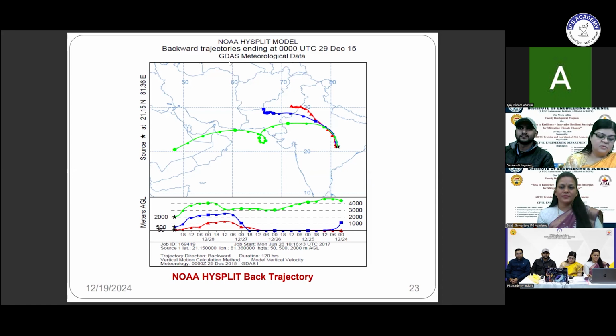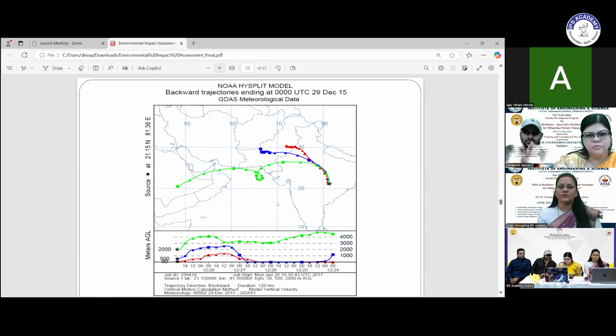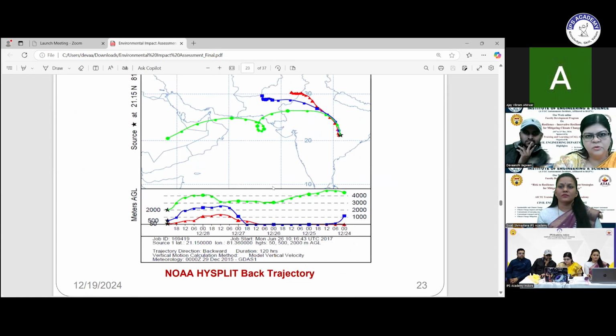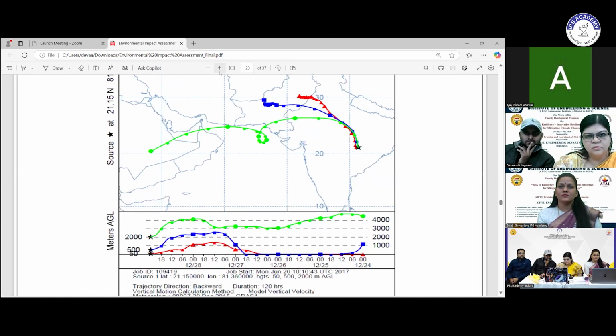120 hours means 5 days. Madam, please zoom in a bit. The duration of this back trajectory is 120 hours. Please zoom in a bit, the duration is at the bottom. Yes, this is the backward trajectory. Please zoom in a bit, and up. Yes, the duration. Okay, we can see that duration.